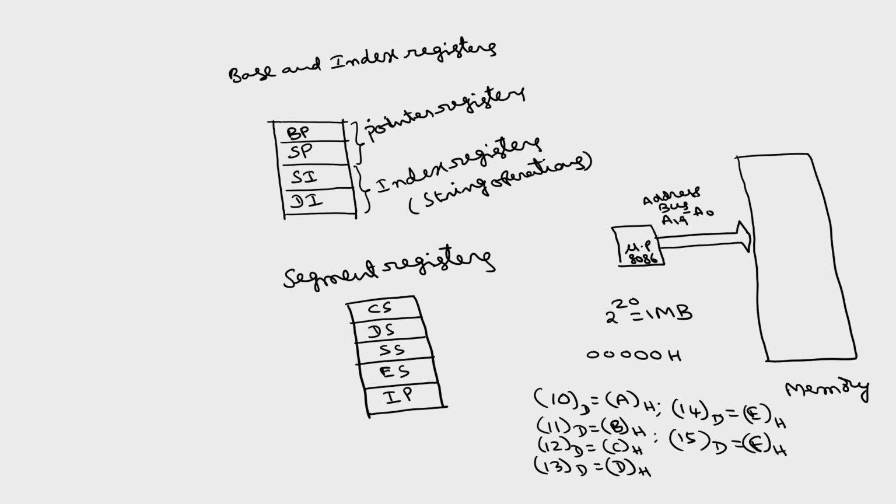In binary form, 0 to 9 is same as 4 bit BCD. If I take the BCD numbers, 0 is nothing but 0 0 0 0, 0H. How to convert the hexadecimal number into a binary number? Hexadecimal to binary conversion.